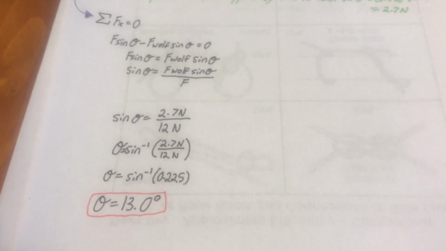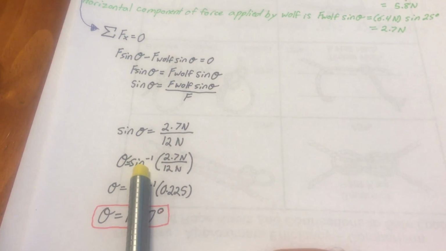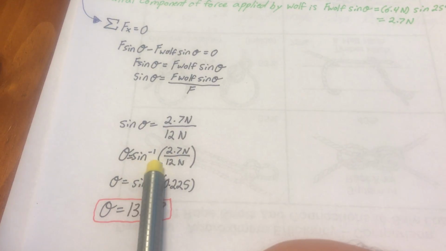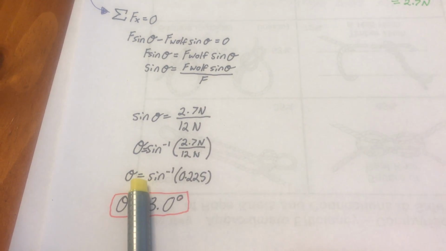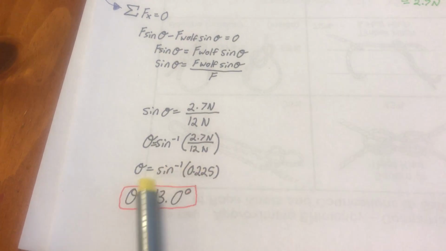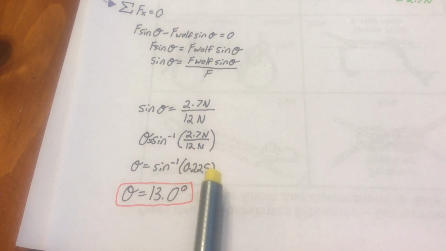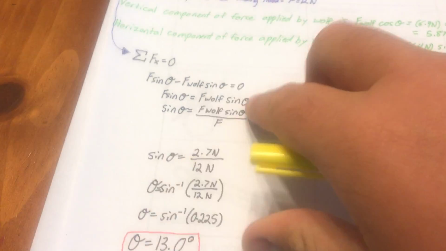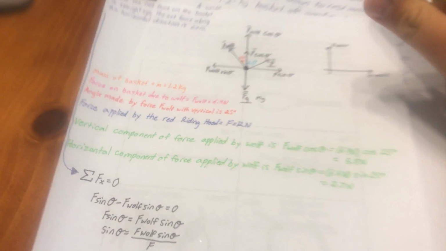And then, why is it blurry? What's going on? Okay. So then, to get theta by itself, I took the inverse sine, and that gave me theta equals inverse sine of 2.7 newtons divided by 12 newtons. So I calculated that, and it gave me 0.225, and then the inverse sine of 0.225 gave me 13 degrees, at which she was pulling 12 newtons. And that is my forces reassessment.